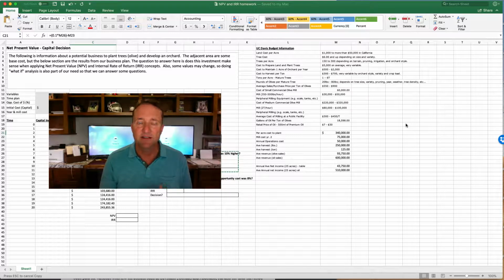And the question is, are the returns that come in the future worth it? Is it worth the money up front? That's called a capital purchase decision. And that's the focus of our homework and the focus of this video. So let's take a look at how you would get this done. And once again, this does help you with the homework.